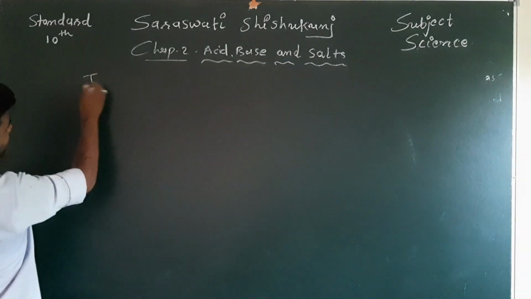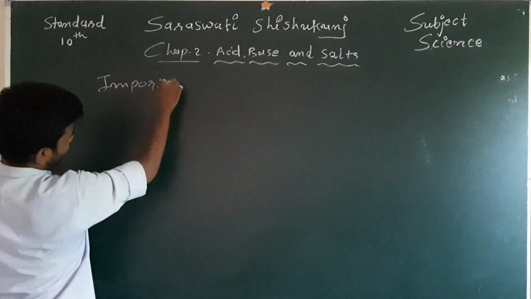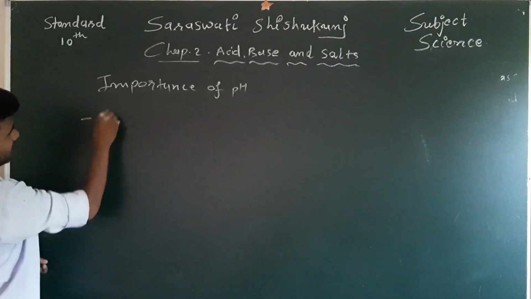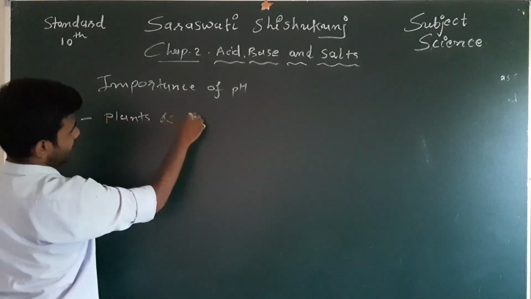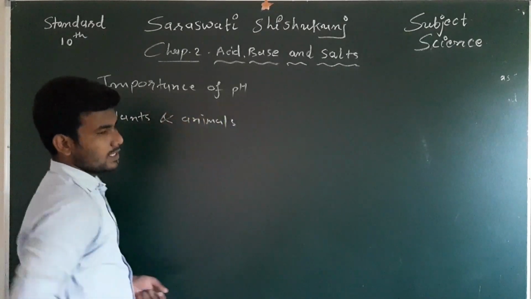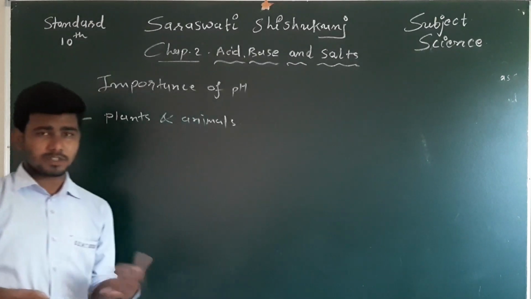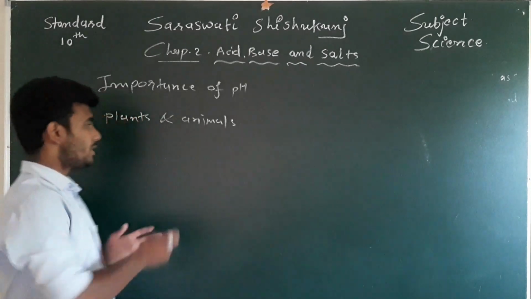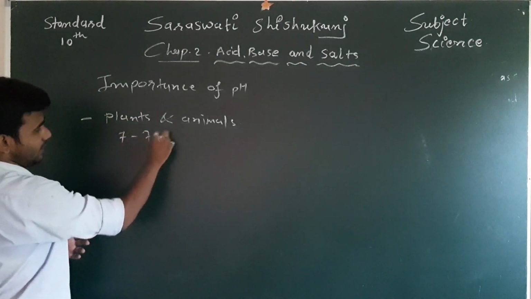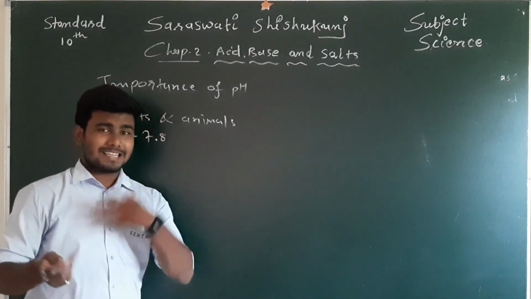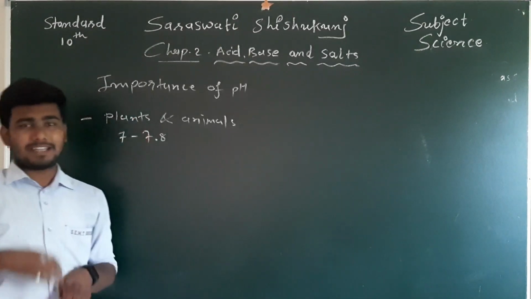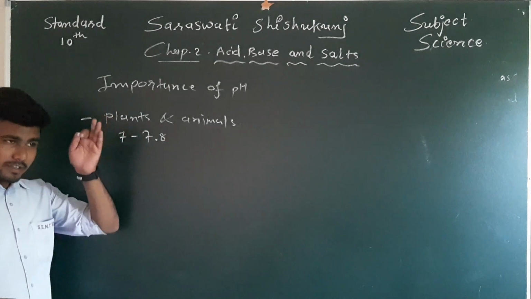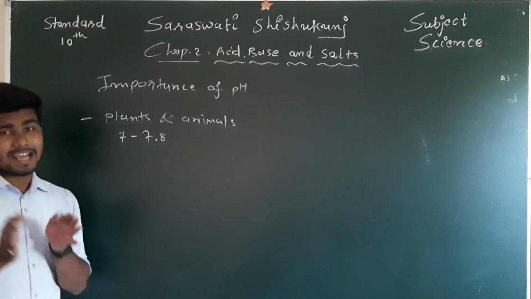Let's talk about the importance of pH. First, plants and animals' sensitivity. Generally we know that plants or animals have a certain pH range in which they can work very well. That's from 7 to 7.8. As we all know, acidic gases are there in the atmosphere, and these acidic gases mix with the rain and come down in the form of more acidic rain.